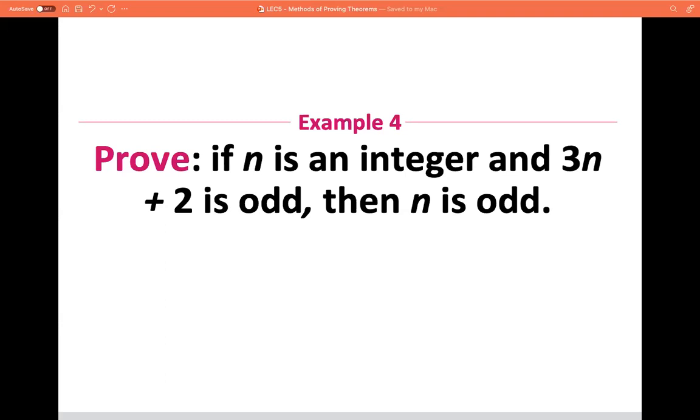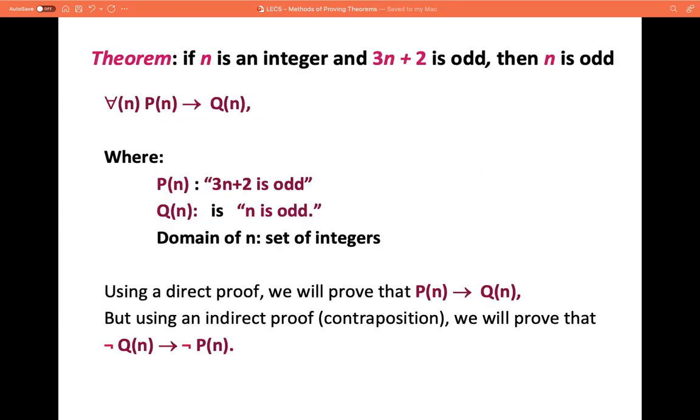Let us have an example. If n is an integer and 3n plus 2 is odd, then n is odd. If n is an integer, then we can say that its domain is the set of integers, and we can express this statement with a universal quantifier: for all n, P of n implies Q of n, such that P of n states that 3n plus 2 is odd, and Q of n states that n is odd.